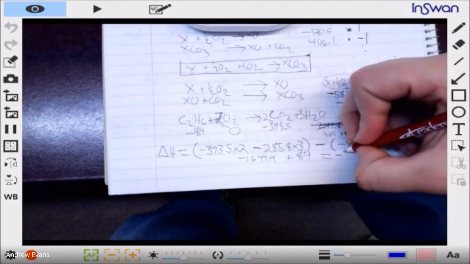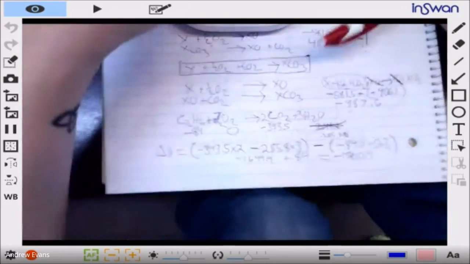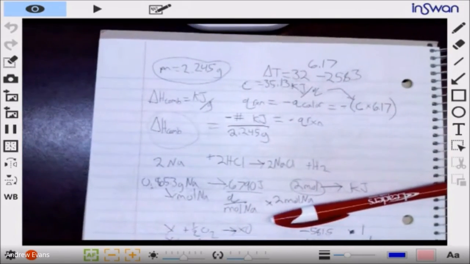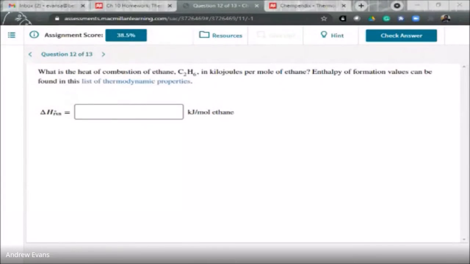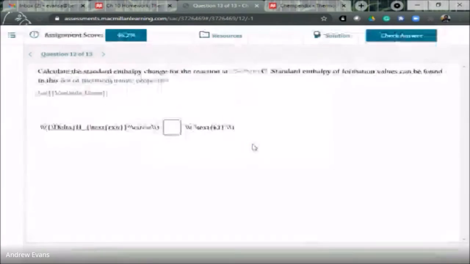Your answer is 1560.4. And this one, once again, sign matters. So it was -1560.4. If you try to put it in positive, you're going to be marked wrong.